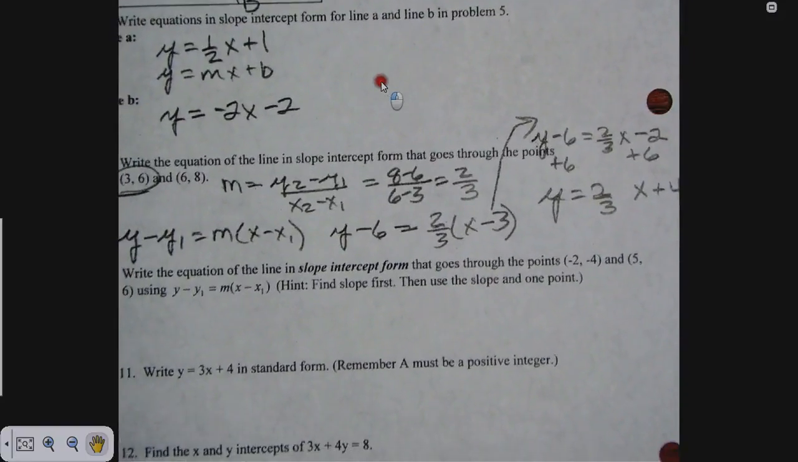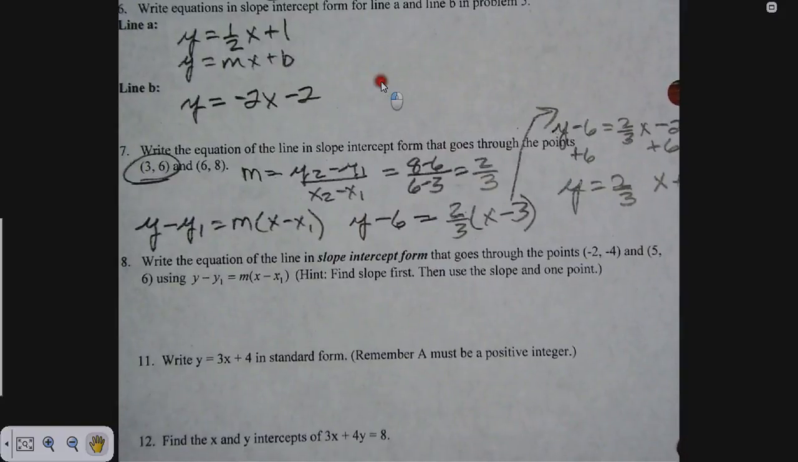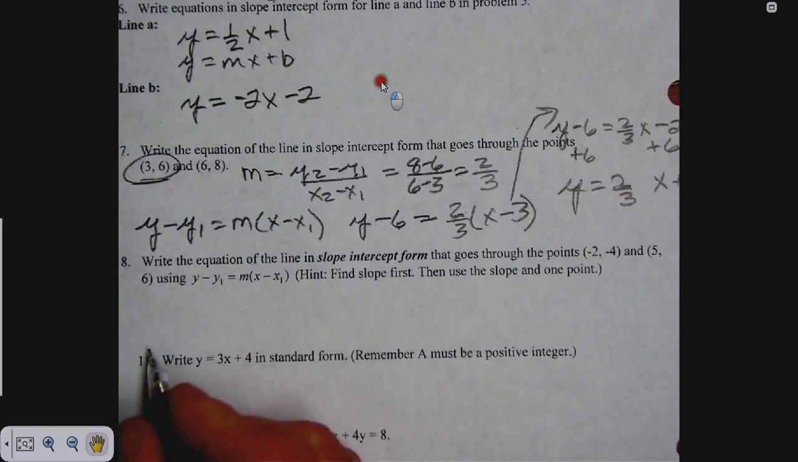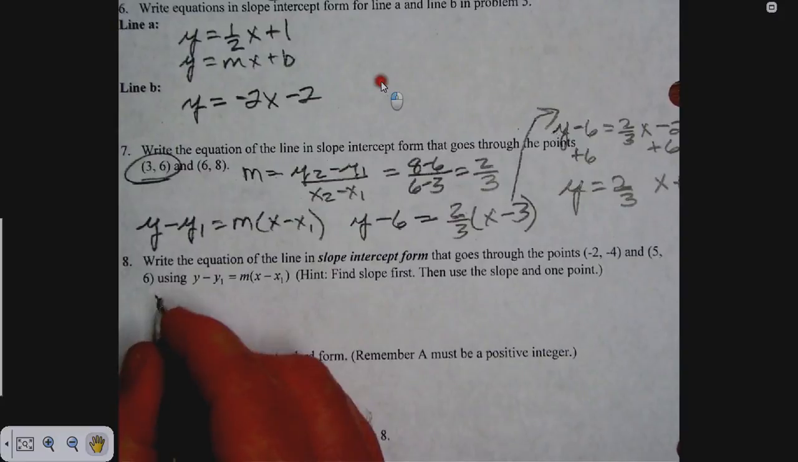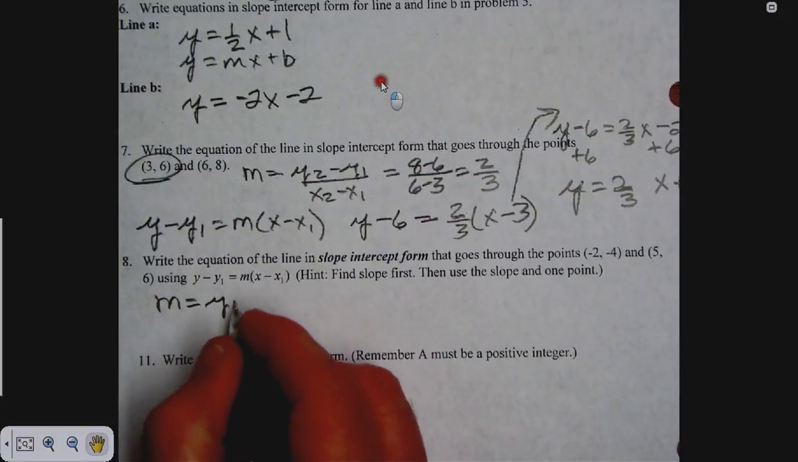It's really the identical type of problem, the next one. So what I'm going to do is find the slope again. So m equals y2 minus y1.